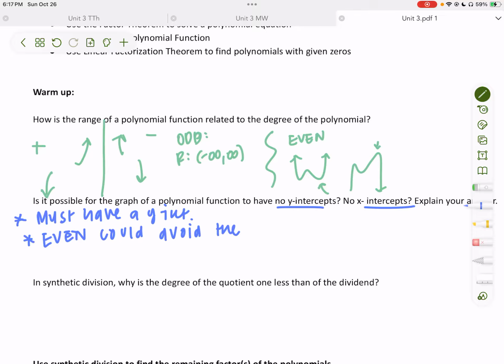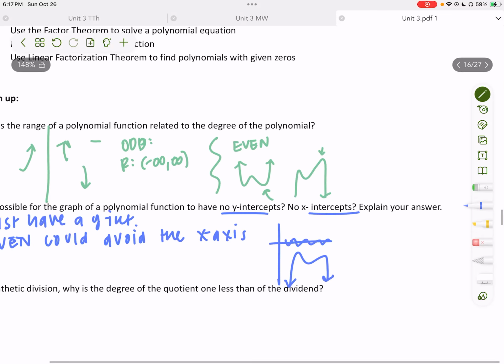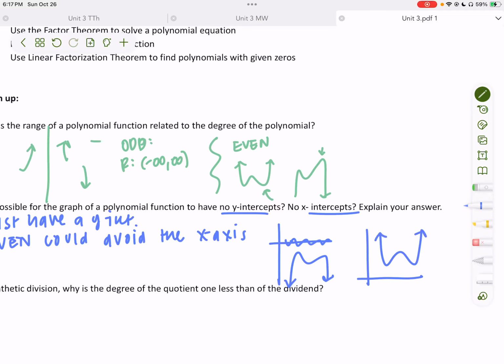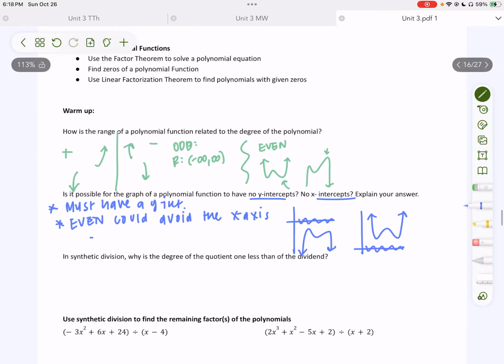There's a couple scenarios. So if I had an even function and it was negative and fully downward facing, it would never touch this axis. And the same thing if it was positive and upward facing, it would never touch the x-axis, right? They would all have imaginary roots, like a negative root.